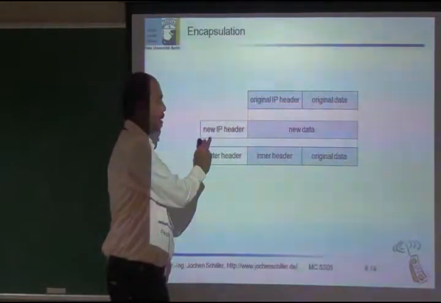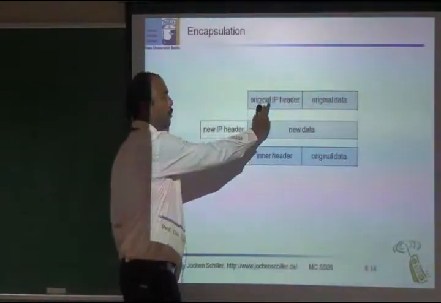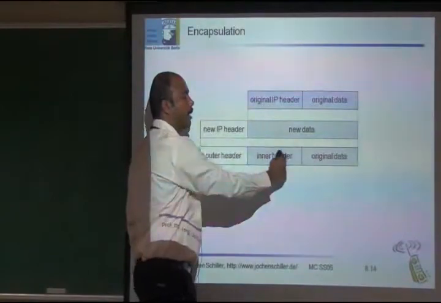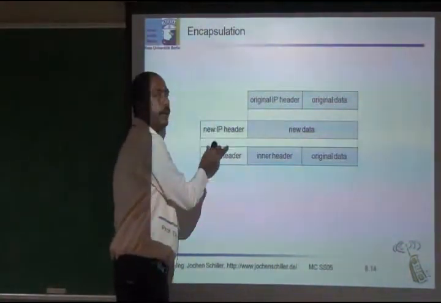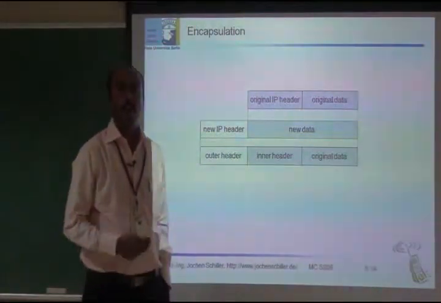Along with this mobile IP header, the new IP header, the original IP header is added, along with the original data and inner header. And this new IP header is a mobile IPv6 header or IPv4 header.